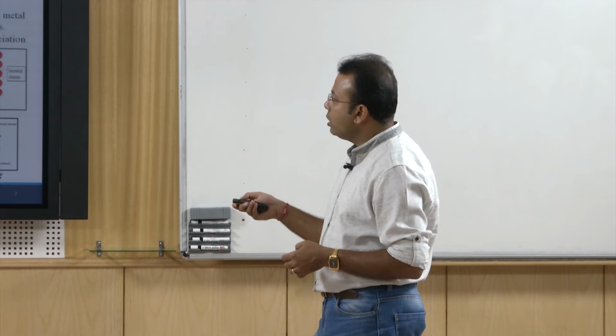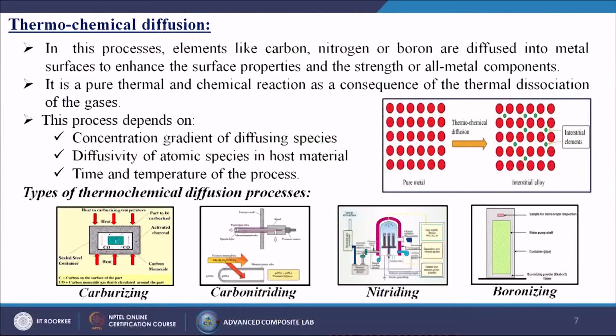This process depends on the concentration gradient of the diffusing species, the diffusivity of atomic species in host materials, and the time and temperature of that particular process. So, here you have the pure material, then when you do these thermochemical diffusions, in the presence of some gases, the gases go into the interstitial sites of that base material and can change its properties. There are several methods: carburizing, carbonitriding, nitriding and boronizing. These are all different methods by which we can do surface modification.